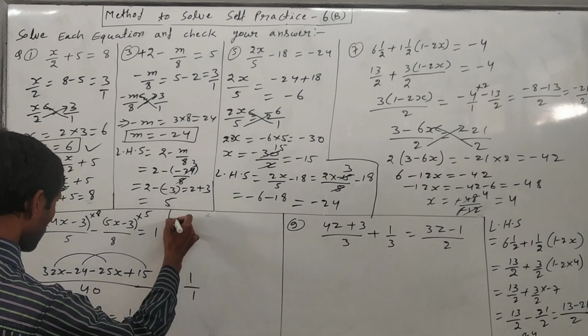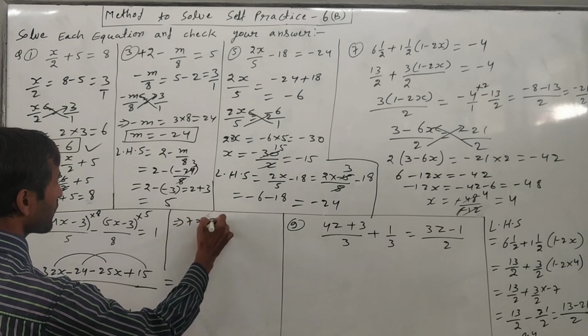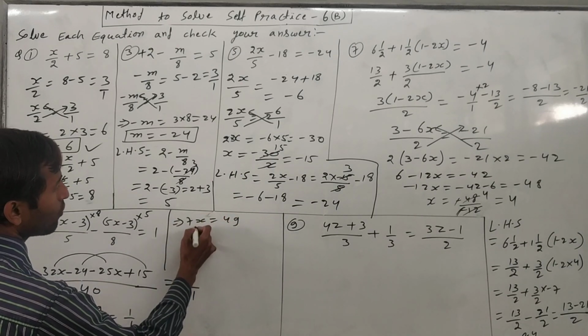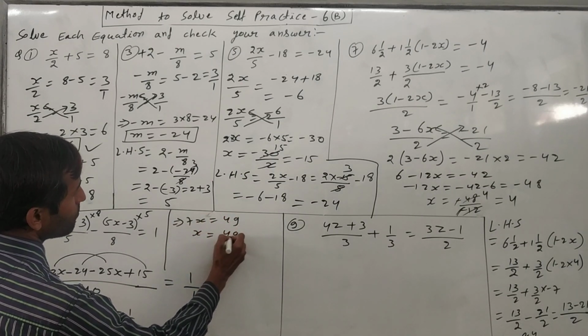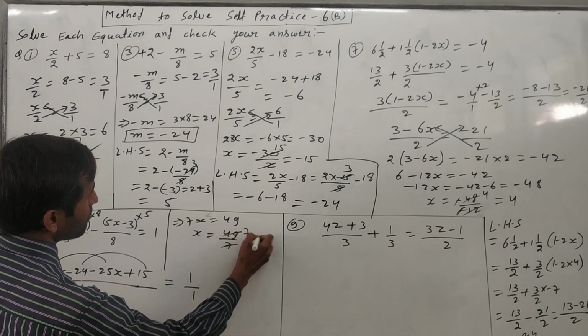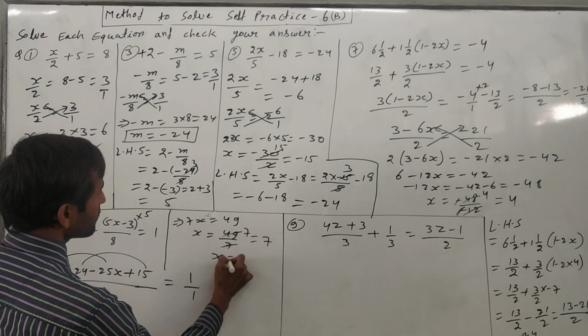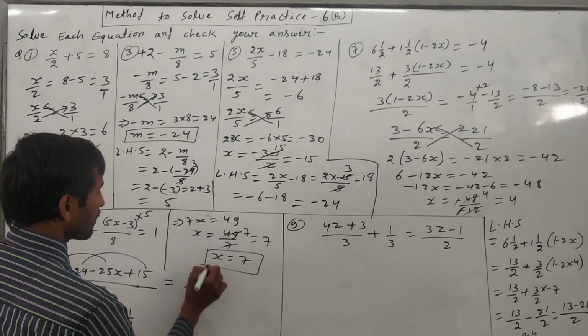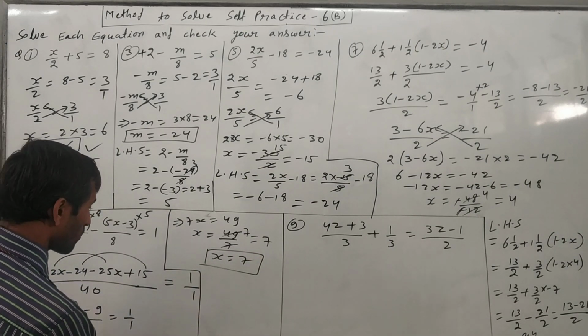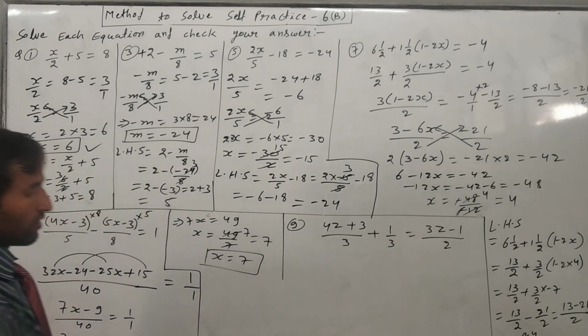After we solve, 7x is equal to 49, then 7 will divide and go under division. So x is equal to 49 upon 7, it will cancel out, 7 will come. So the final answer is x is equal to 7. Okay. Now we have to check whether our answer is wrong or right.